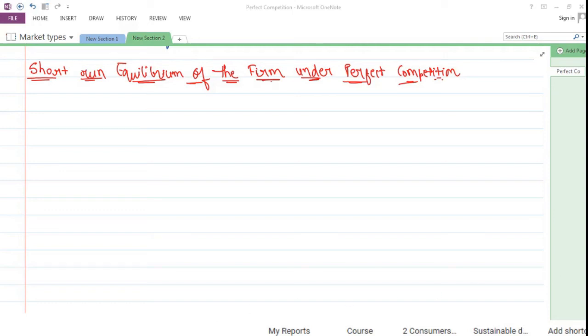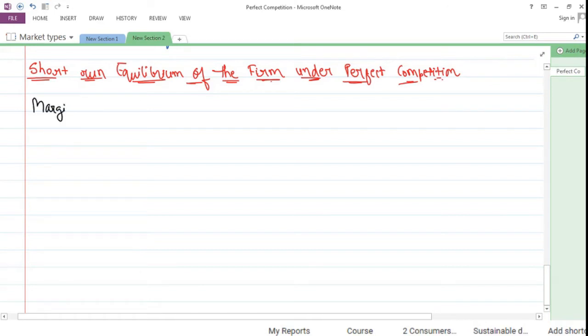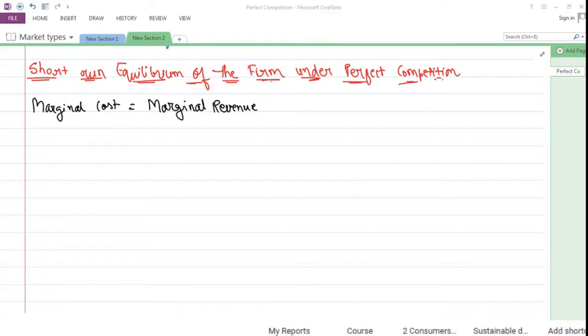Hello everyone, we will be seeing short-run equilibrium of firm under perfect competition. So a firm is in equilibrium where the marginal cost equals marginal revenue. It means that जितनी कॉस्ट एक फर्म को लग रही है उतना वो कमा भी पा रहा है. So the spending that a particular firm does in order to manufacture one more additional unit is being recovered by the firm in an adequate manner.